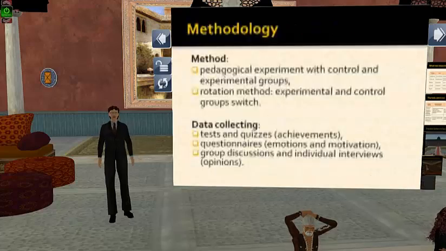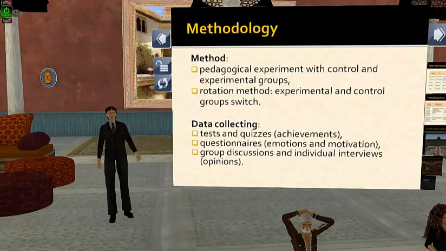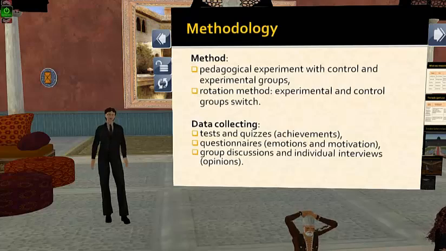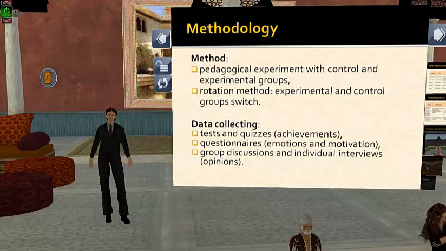Now, the method was a classic pedagogical experiment with control and experimental groups. And I used the rotation method, so the groups switched. So if there was a group A and group B, for example, group A receives the tasks, is a control group, and at the same time group B receives their tasks, and the control groups perform their tasks in a 2-dimensional environment, which is the web mainly, and the experimental groups did their tasks in Second Life, and then it switched.